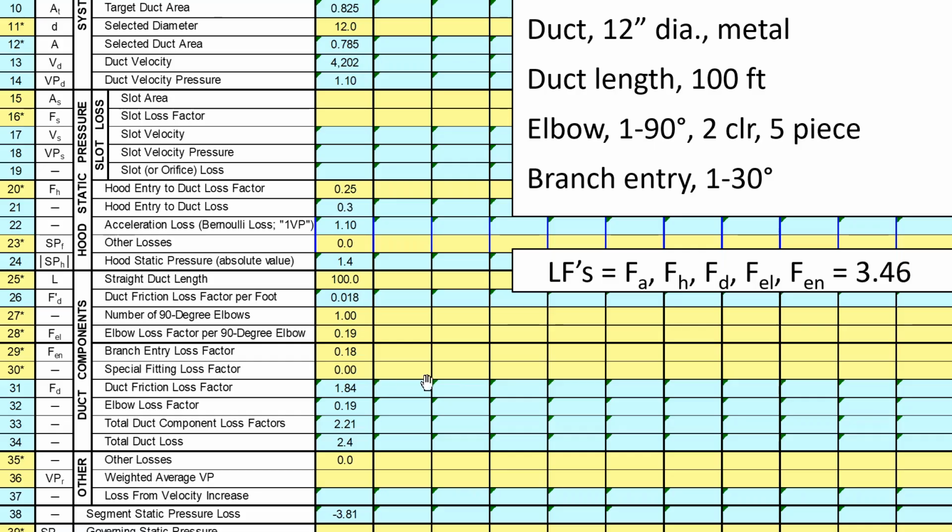It's 0.18. So if we sum F sub A, which is 1, plus 0.25 plus 1.84 plus 0.19 plus 0.18, we get 3.46. If we take the sum of our loss factors of 3.46, multiply it times our duct velocity pressure of 1.1, we'll get a segment loss of 3.81 inches of static pressure.